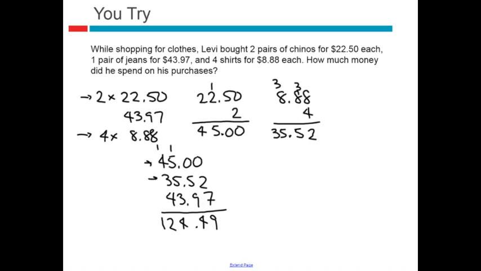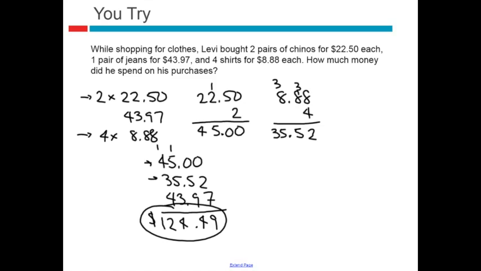I get $124.49. Okay. Hopefully our work matches and you're able to find the same answer that I get, the $124.49.